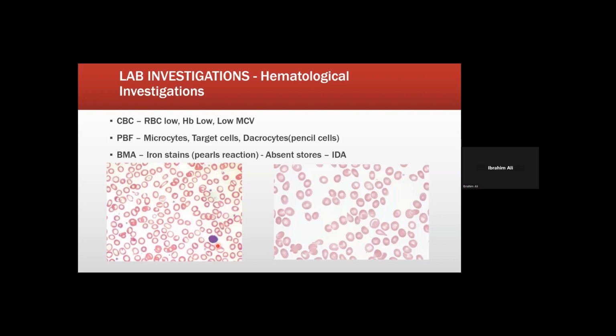And then target cells are when we have the central pallor, and then there's a dot in between. Like you see, the RBC will have central pallor, and then we'll have a dot. I will send those cells, the one with target cells. You can see dacrocytes. Dacrocyte is a specific feature of iron deficiency anemia.